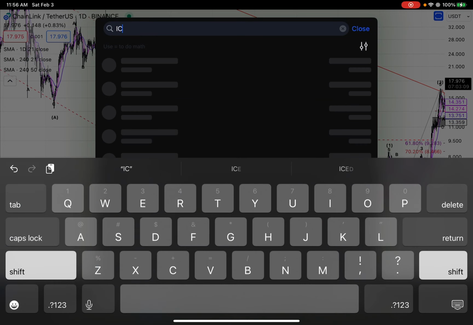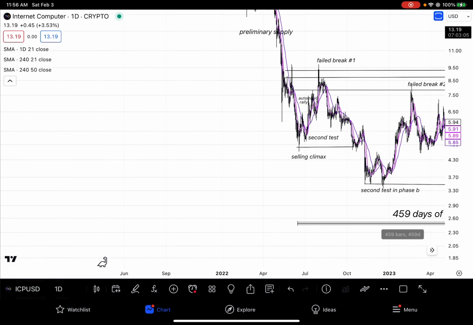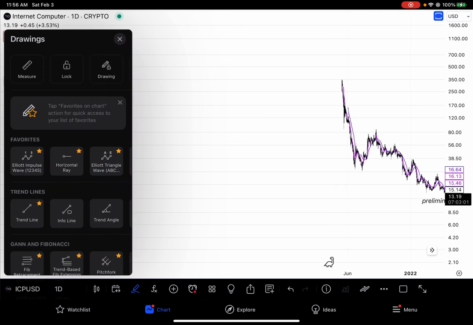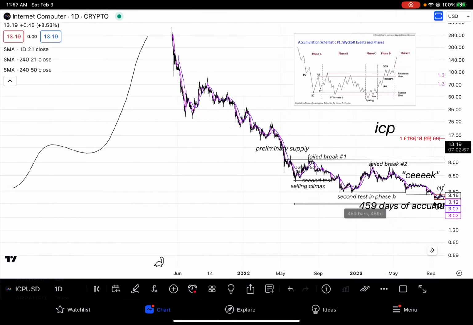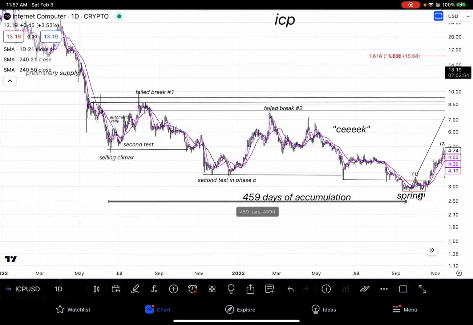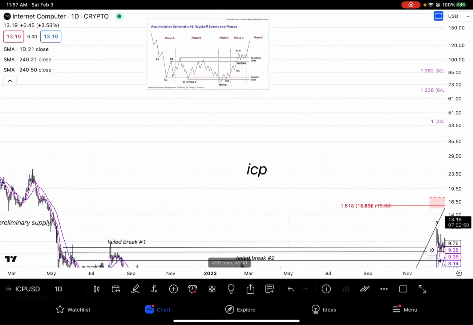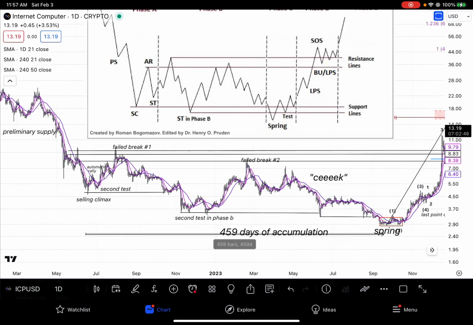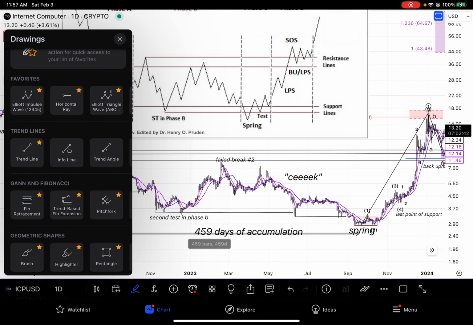Now, when we take a look at ICP over here, we see that exact same thing. The only difference is that we don't have much history on the coin. So we had an explosive 5-wave move to the downside. Then we had what's called your selling climax. So I'm going to blow up this photo over here so you can follow along with the diagram. We had a selling climax.